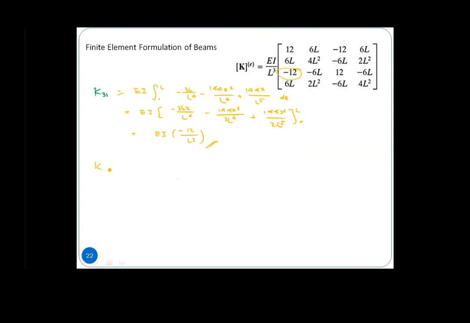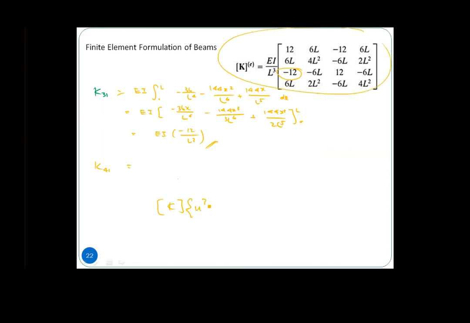Same with K41, you will get the same result, so I will leave it to you. So that gives us our stiffness matrix. Now we have our K determined, which is this one.